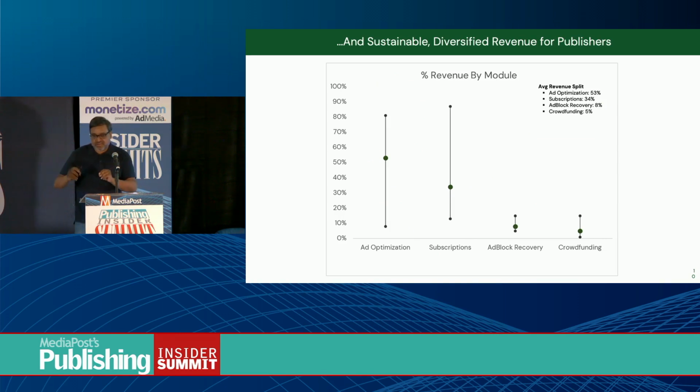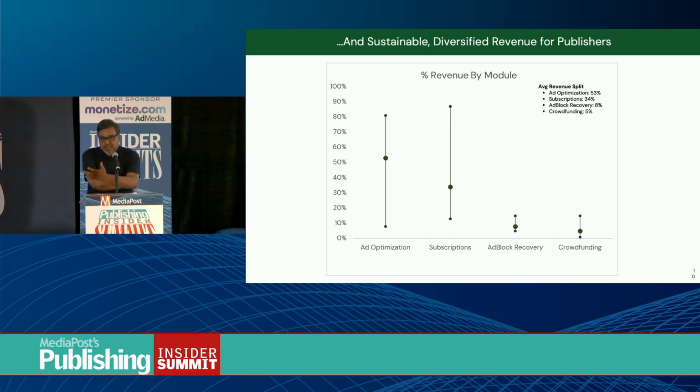I know it looks a little complicated, but really all this results in is, when clients start working with us, we see that they typically are doing about 85 to 95% of their revenue from advertising. And about a year after working with us, we see that about 50% of the revenue comes from ad optimization or ads, about 35% from subscriptions, 8% from the traffic that we're able to recover from ad block, and then about 5% from crowdfunding. There is quite a bit of variance in the data.